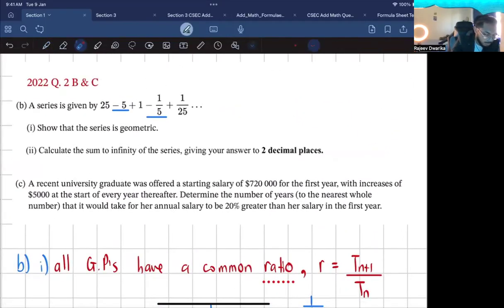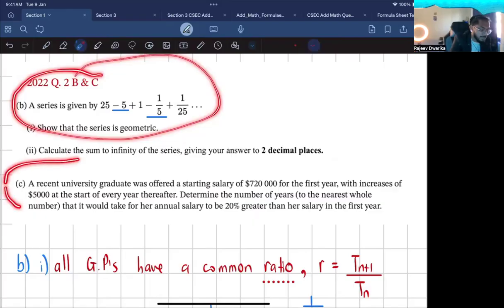With increases of 5,000 at the start of every year thereafter. Determine, is this an AP or a GP? Your GP? What makes you say a GP? Because it has a common ratio. Common ratio? No. This question and this question are separate.